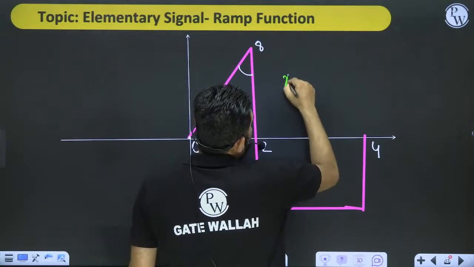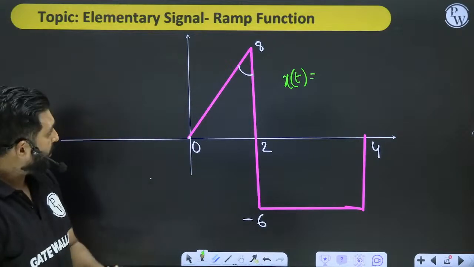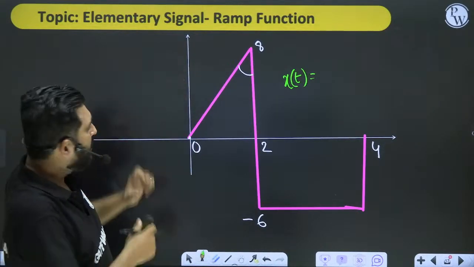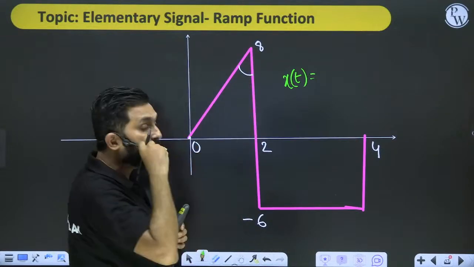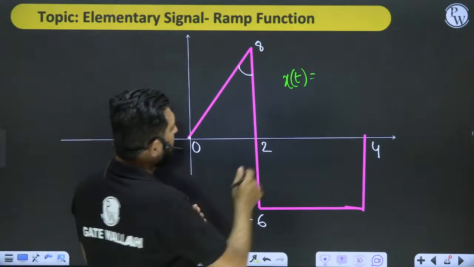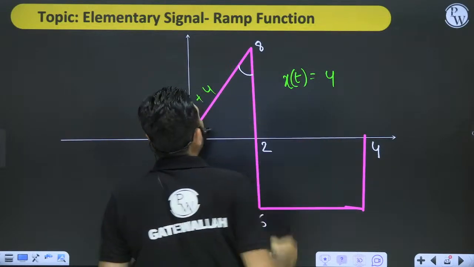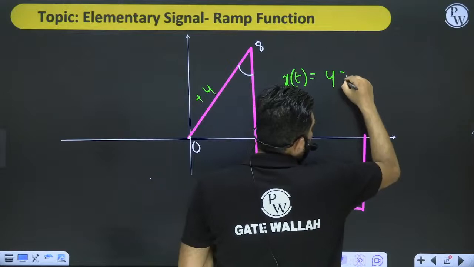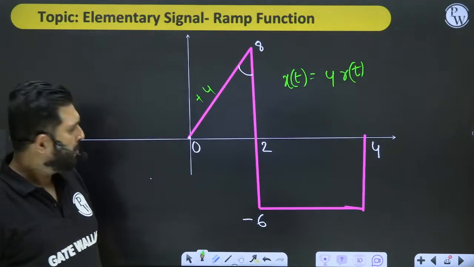Next. First, find out the slope of this line. What is the slope? Change in y is 8, change in x is 2. So this means that the slope is 4. This is having a 4 slope, plus 4 r(t). It will go on. But what will happen at 2?